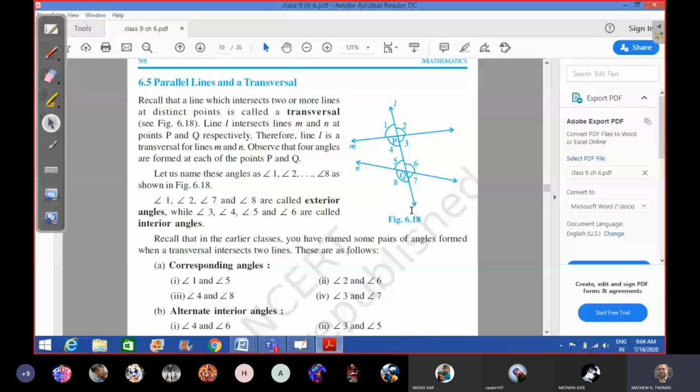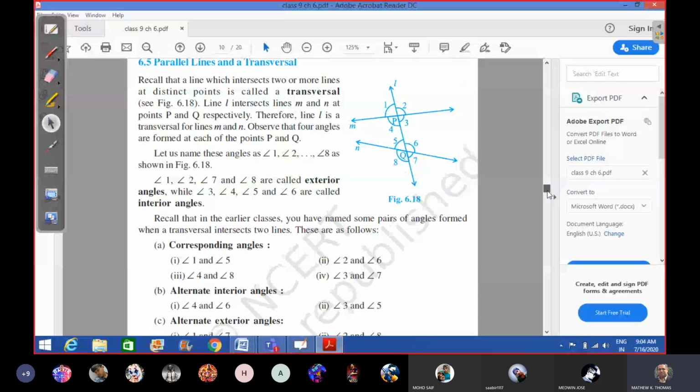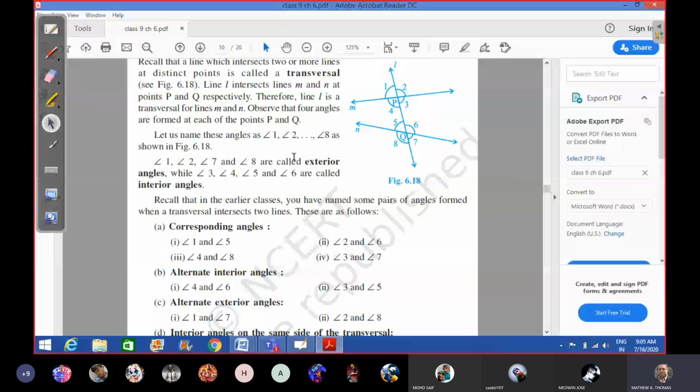The angles which are outside, 1, 2, 7, and 8, are called the exterior angles. The angles which are inside, 3, 4, 5, 6, are called the interior angles. So first we should know the meaning of exterior angles and interior angles. Kindly note this down.